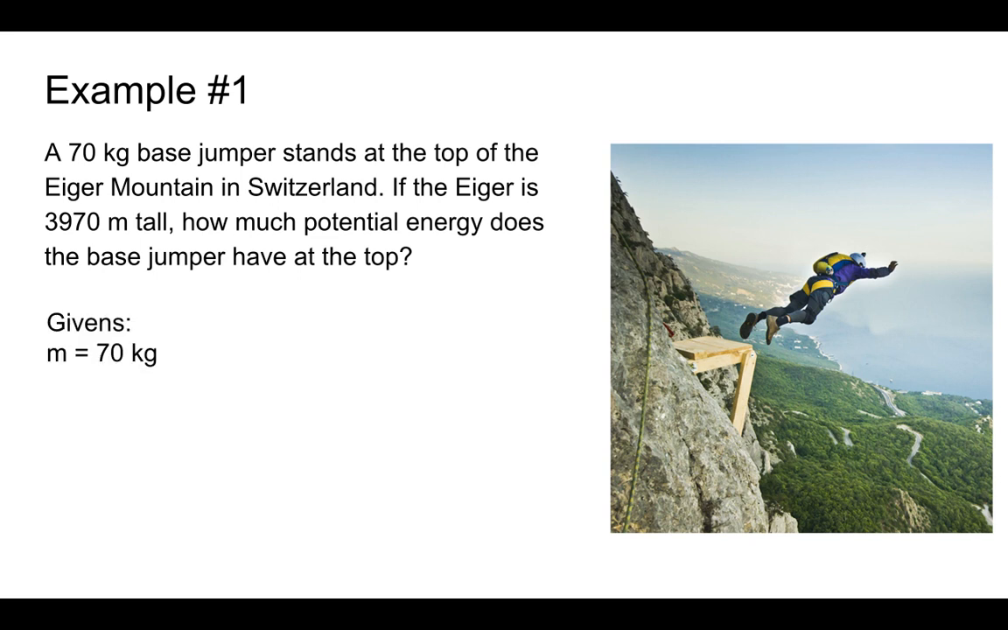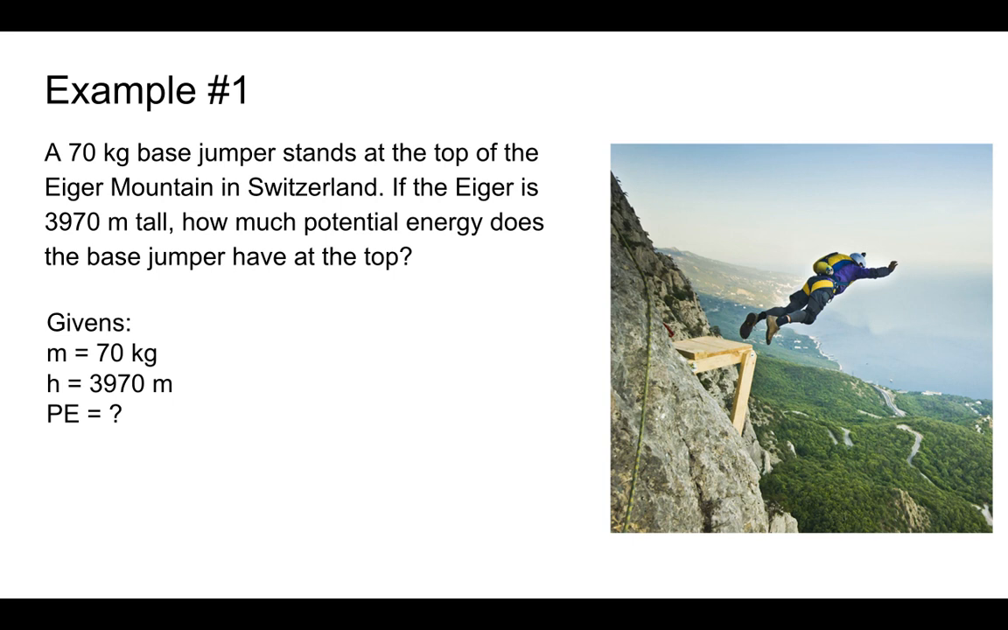So first and foremost, let's write down our givens. So our givens here, we first have that the base jumper is 70 kilograms. So we can write down the mass of the base jumper is 70 kilograms. The Eiger Mountain, it says, is 3,970 meters tall. So what they're giving us there is the height, or h. So h is equal to 3,970 meters. And then we want to know the potential energy. So I like to put potential energy equals question mark.